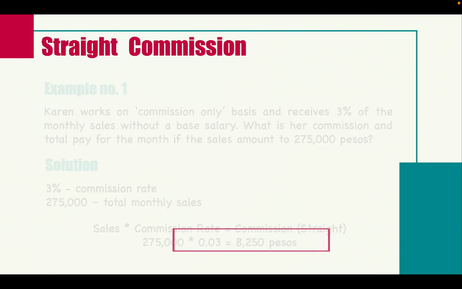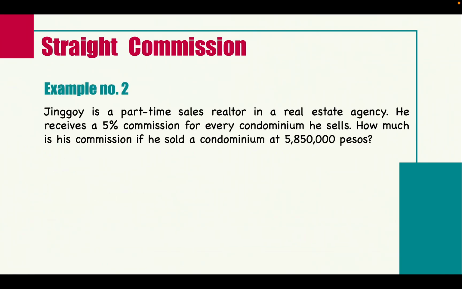Next, example number 2. Let's say Jingoy is a part-time sales realtor in a real estate agency. He receives a 5% commission for every condominium he sells. How much is his commission if he sold a condominium at 5,850,000 pesos?